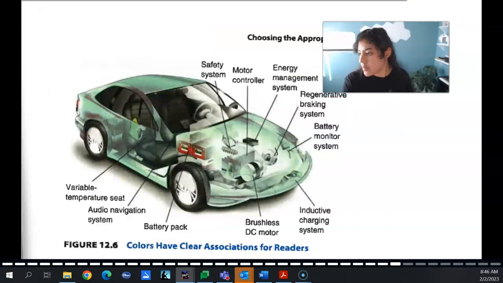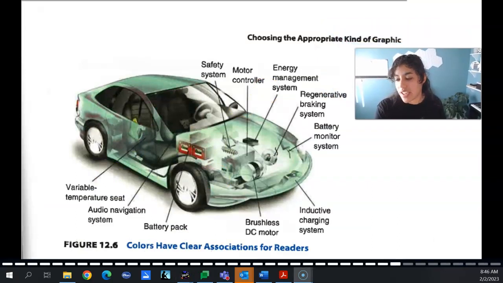Other times, things like illustrations are really helpful. So it's kind of like a photo, but it's an illustration. It can show parts. So right in this car, for example, it would be really hard to explain where things like the battery pack is located in words. Way faster, way easier to make a nice illustration.